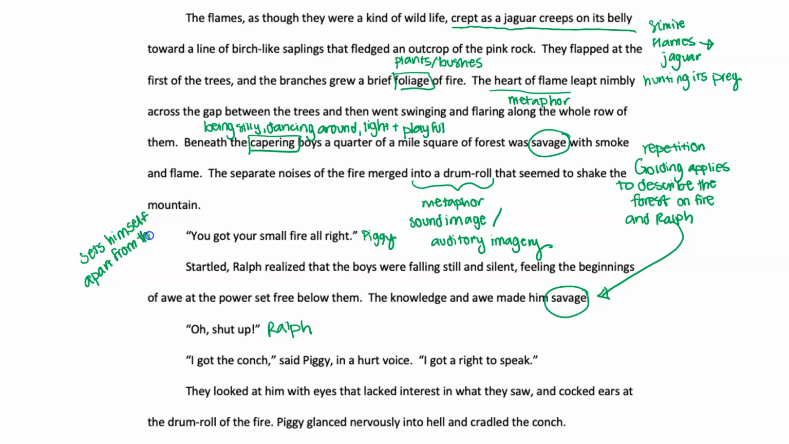Ralph is startled because he's been kind of mesmerized by the fire, as have the other boys. They're falling still and silent. So he's mesmerized by the fire and the fact that the boys can create it.